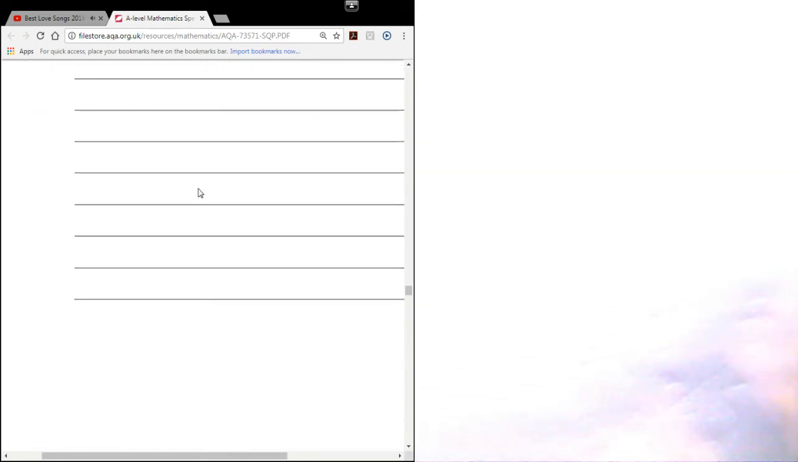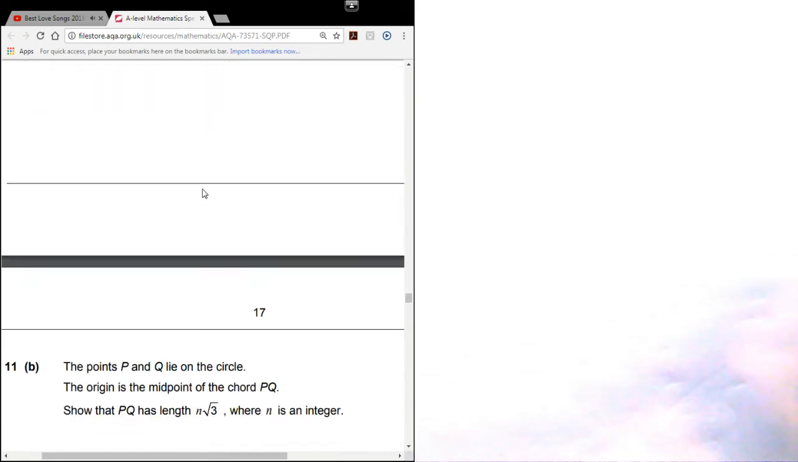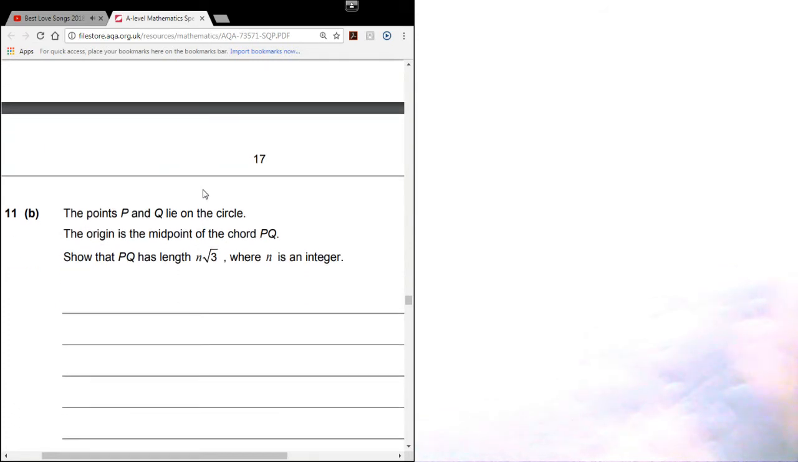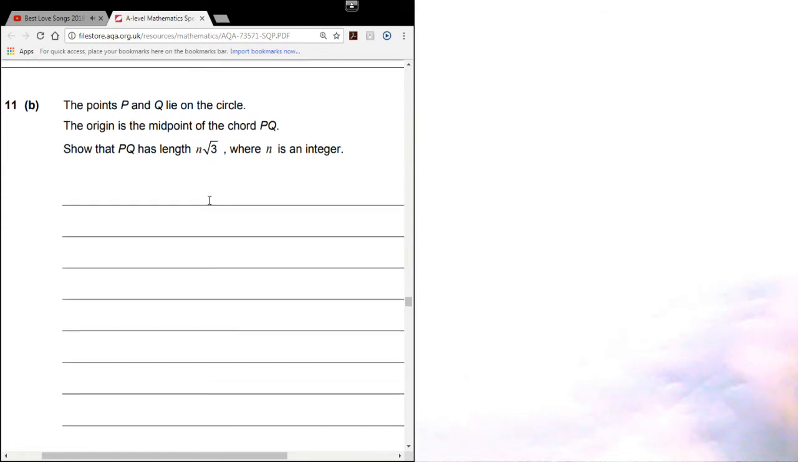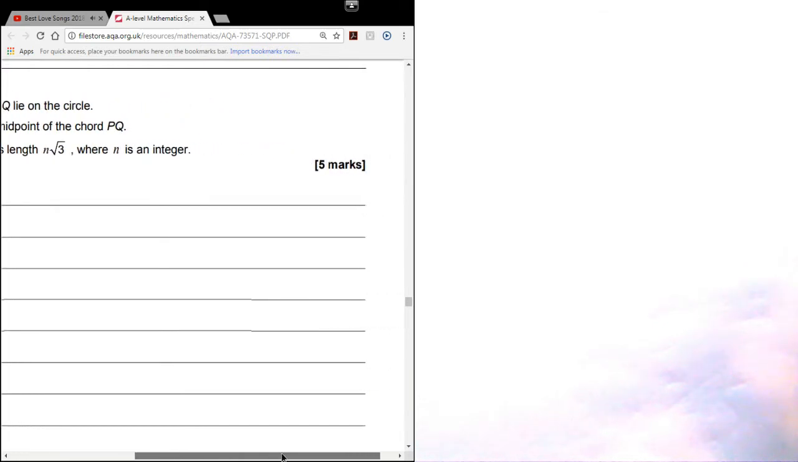Alright, so that was question 11A. 11B tries to make it more interesting by saying the points P and Q lie on the circle. The origin is the midpoint of the chord PQ. Show that PQ has length n root 3 where n is an integer. And this is a question for how many marks? I reckon 4 marks. 5 marks.